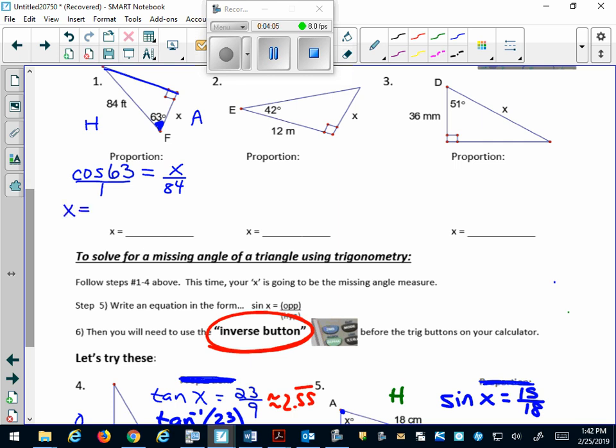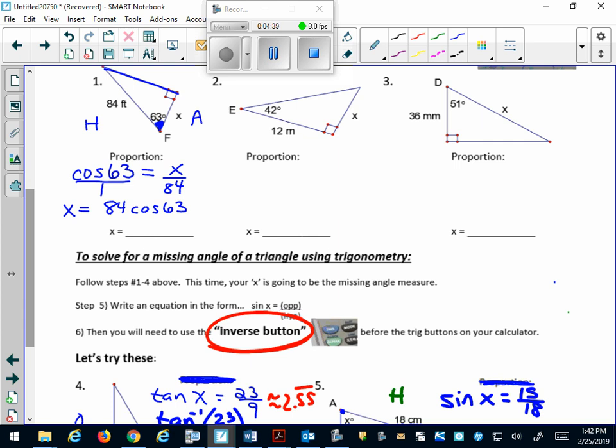Now, in the other direction, we have to be a little careful about how we do this. 84 times the cosine of 63. Please keep in mind, the cosine of 63 is a number, but it's a small number. It's less than 1. It's nowhere near 63. There's a big difference between multiplying by 63 and multiplying by the cosine of 63.